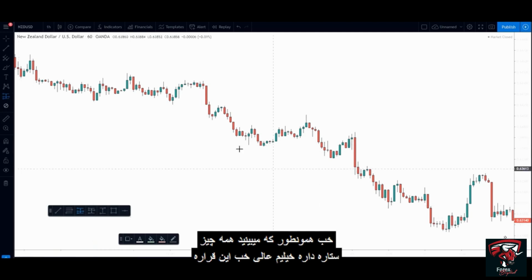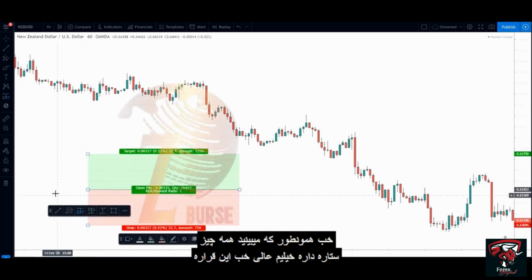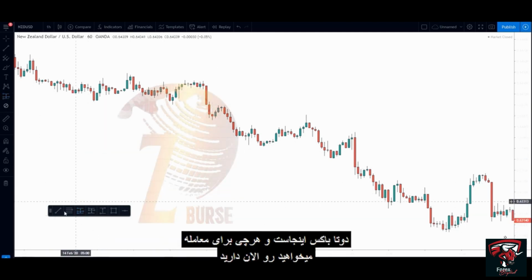Perfect. Okay, so this is going to add your little toolbox right here. Now you have everything that you need to trade. We don't use any other tools, just this stuff here.